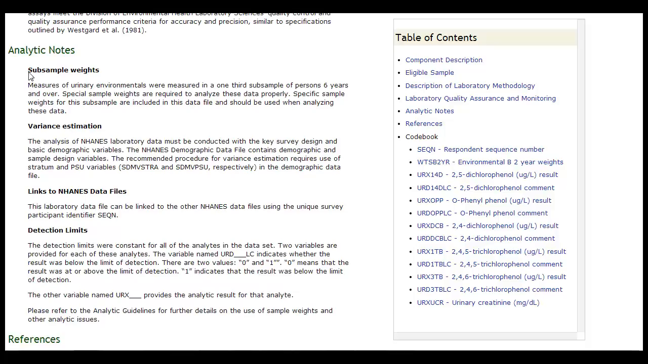So here it is, under the analytic notes. The subsample weights: it says the measures of urinary environmentals were measured in a 1/3 subsample of persons 6 years and over. So they took a third of the people age 6 and over, and they only did the laboratory analyses for these urinary environmental compounds in that 1/3 subsample. And that was due to the cost of those analyses.